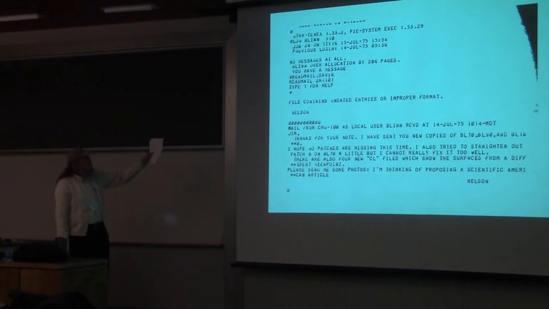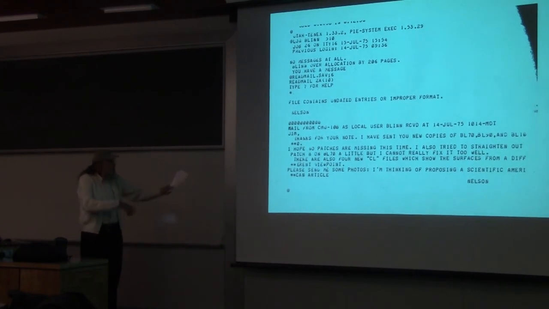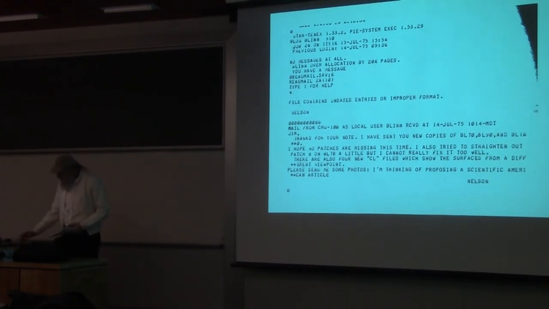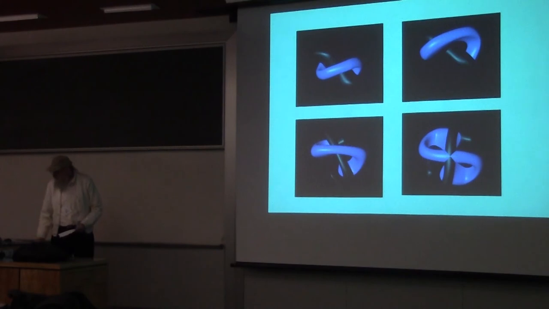You logged on to Blinn. Blinn is over allocation by 206 megabytes. That's the first thing they would tell you when you logged on, how much excessive disk space you're using, and then type in read mail, and think to Nelson about which file goes where and so forth. And so then I made these pictures.